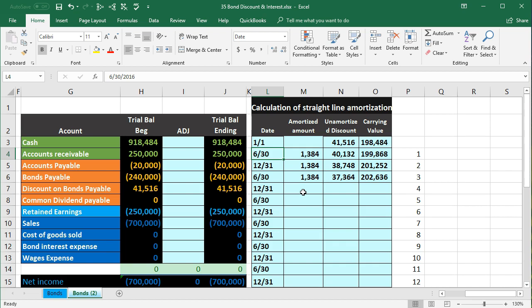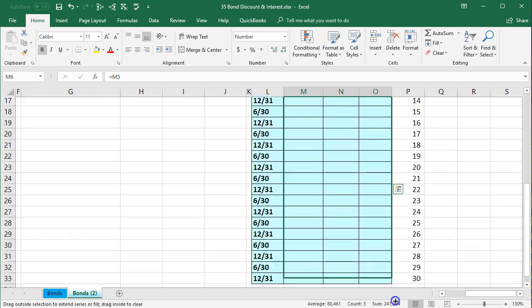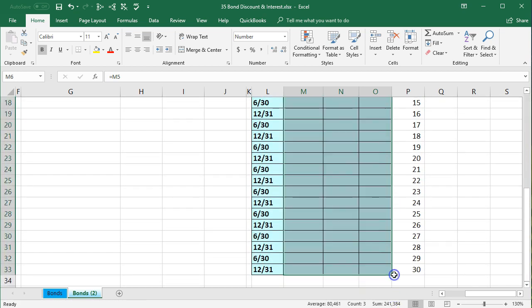So this is 6 months later from the beginning. Then we've got the end of the year 6 months later. Now we're in the next year, so we're always jumping up 6 months. So if we highlight this all the way down, I'm going to select these cells, go all the way down to 30 payments, or 30 of the amortizations that we're going to be making here, and just autofill this all the way down to 30.